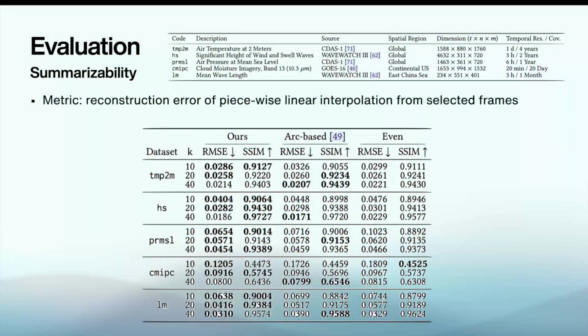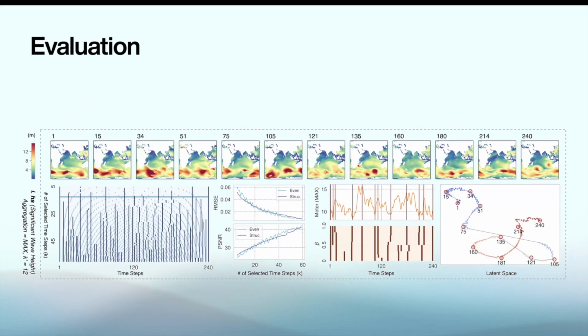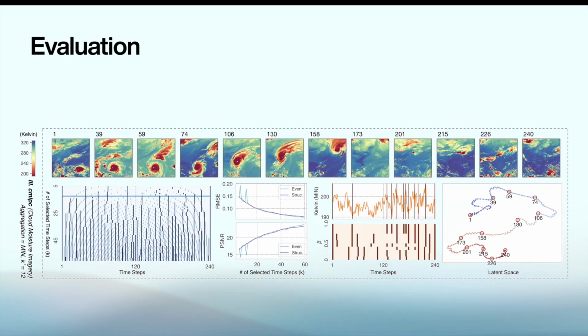Our approach is evaluated on 5 real-world datasets. We evaluate the summarizability of the selected frames using the reconstruction error of their piecewise linear interpolation results. In most cases, the frames selected using our method exhibit better reconstruction quality compared with even selection and the previous method. Our method can also effectively reveal the evolving patterns in the data and achieve more stable selection results. The extremums and outliers in the datasets are also selected, providing users with insights into temporal patterns or data quality.